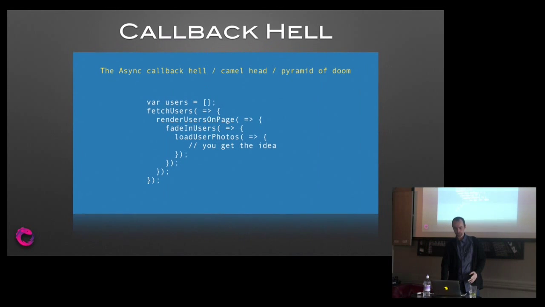async. So this is an example of callback hell. It's just a very simple one. You're basically doing callback after callback. So you've achieved your first function: you fetch a user, and once the user's been fetched, render the user on the page, then fade in the user, and once that's done, load a user photo. So this function's happening, that function's happening, and you end up with things like callback hell, camel head, or pyramid of doom.